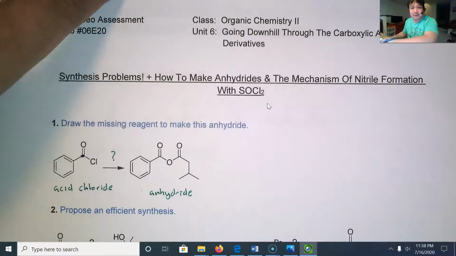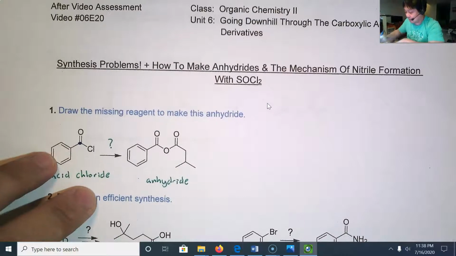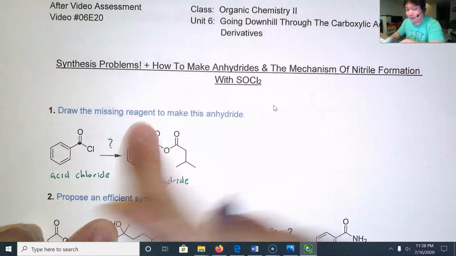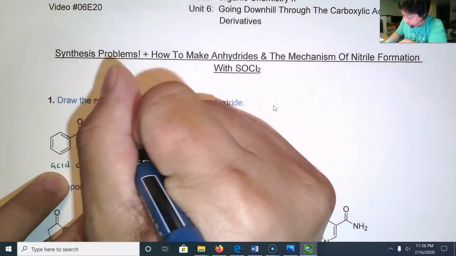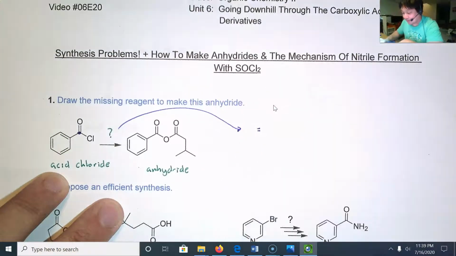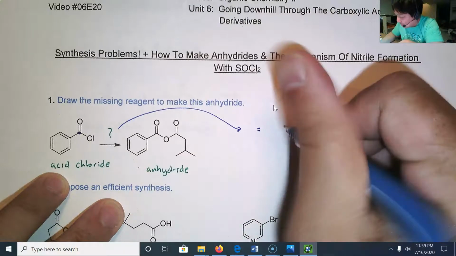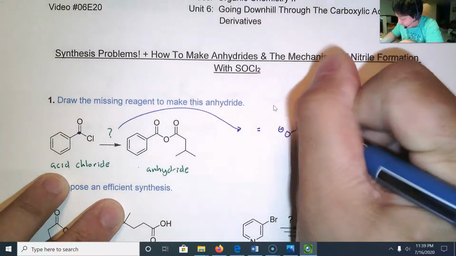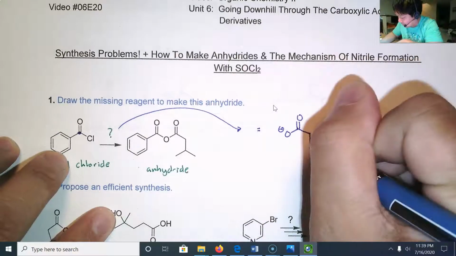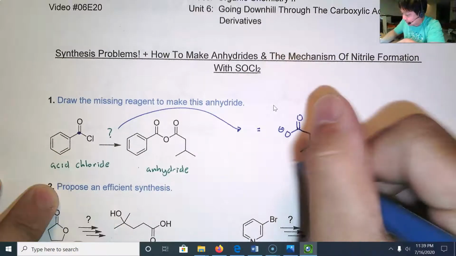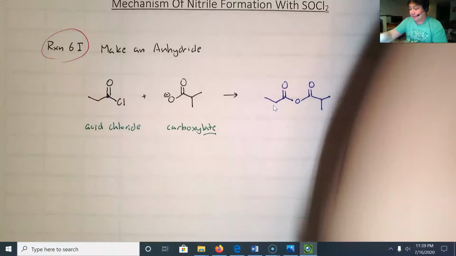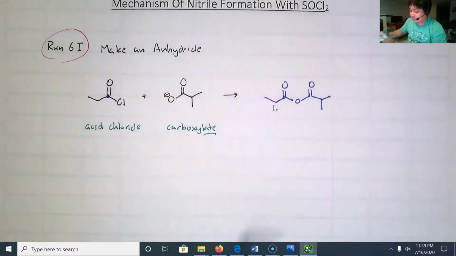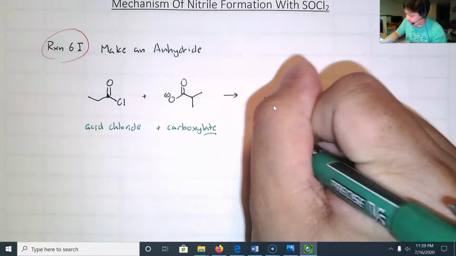So when we go to our practice problems, the answer, I call it a reagent, the thing over the arrow, but it's another starting material. This arrow equals, you just have to match that, the carboxylate form of this group here. Okay, that's your answer. That's what goes over the arrow. Pretty easy. Again, memorize: acid chloride plus carboxylate gives you anhydride.